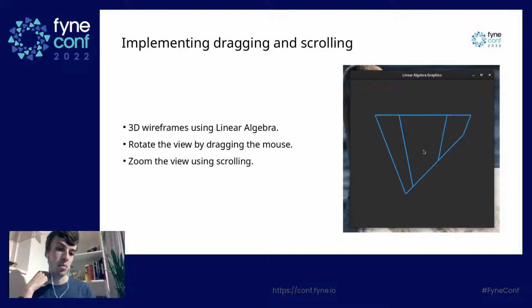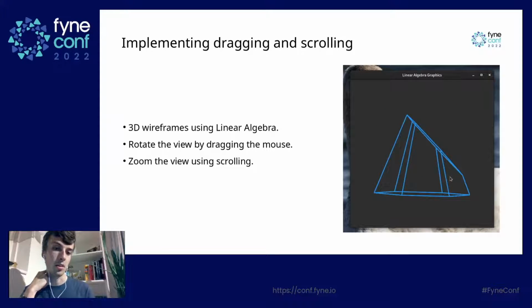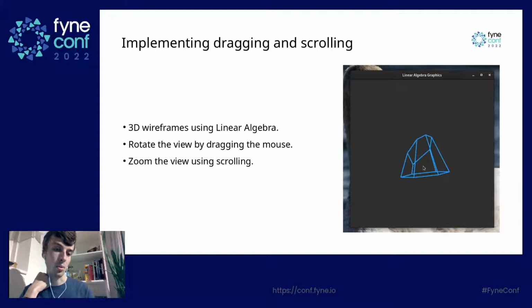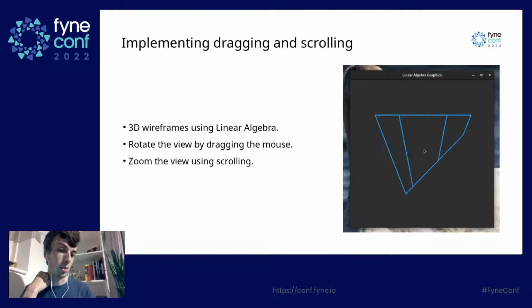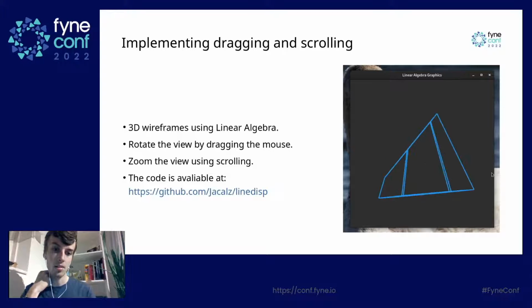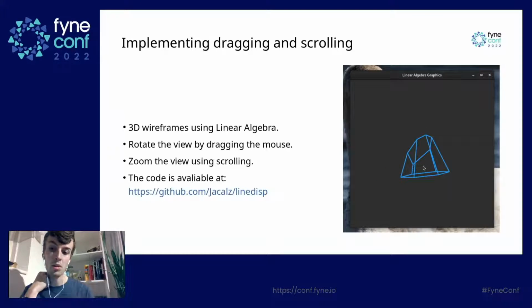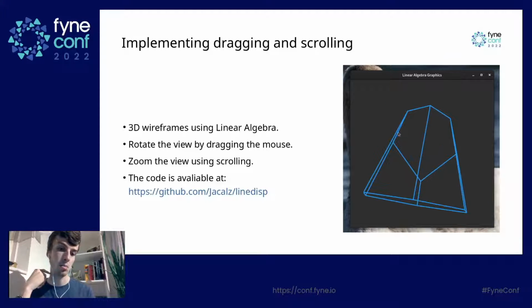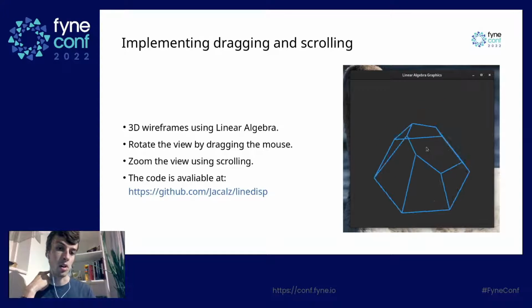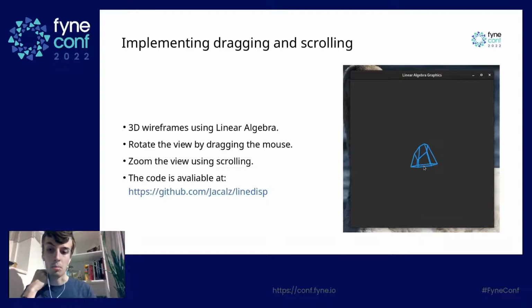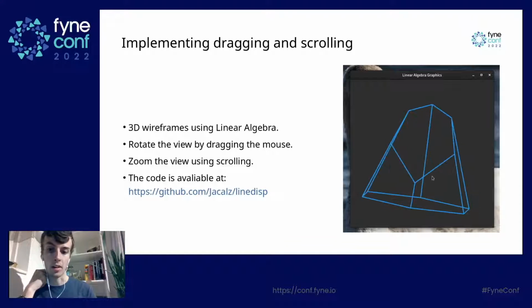A set of lines in 3 dimensions that we can rotate around by using our mouse, and then also use our scroll wheel in this example to magnify, if you want, the object. And all the code for this is available at github.com/jackal/linedisp, and the linear algebra is implemented using one of my packages called linalg.